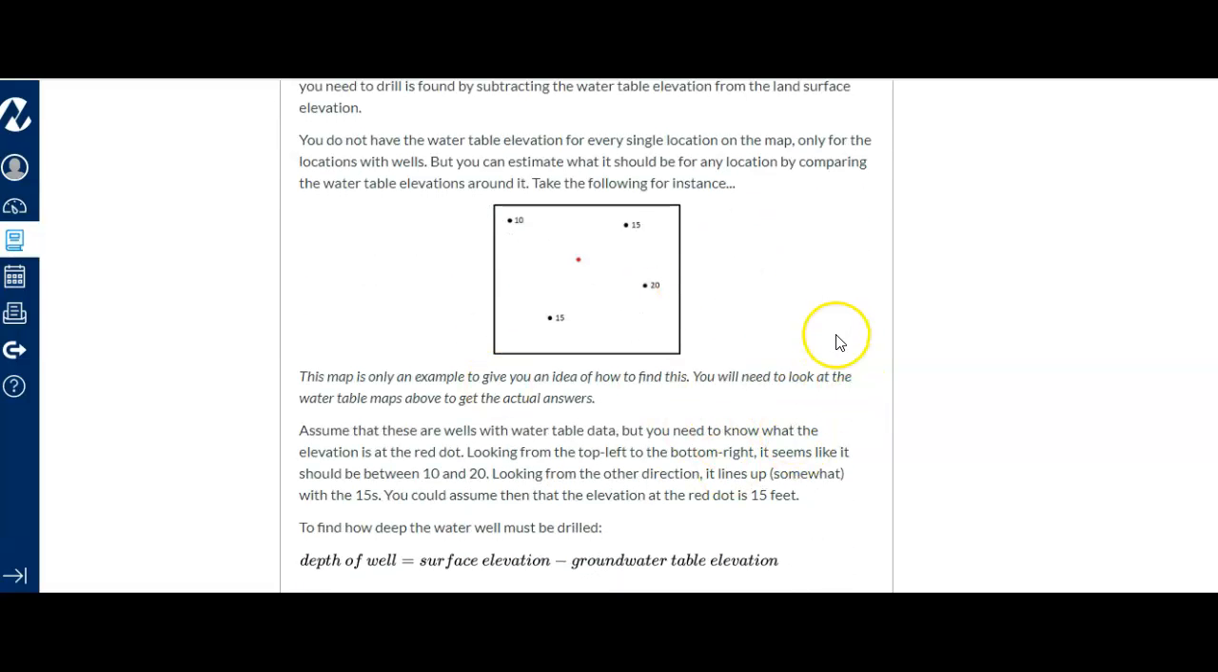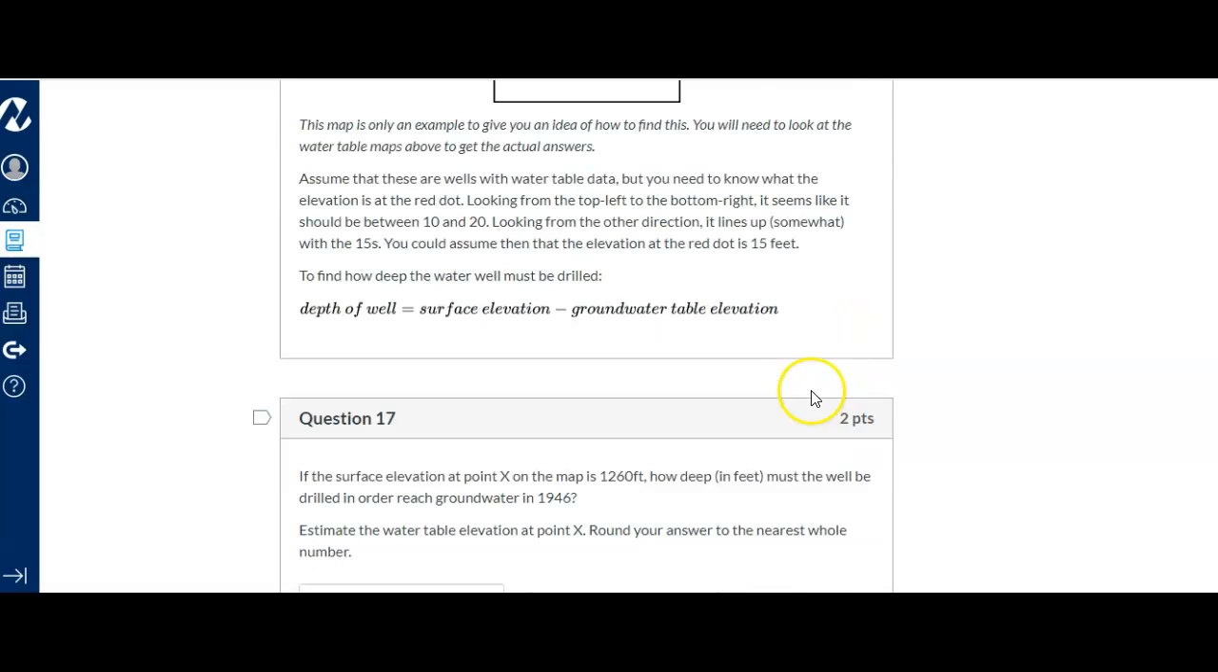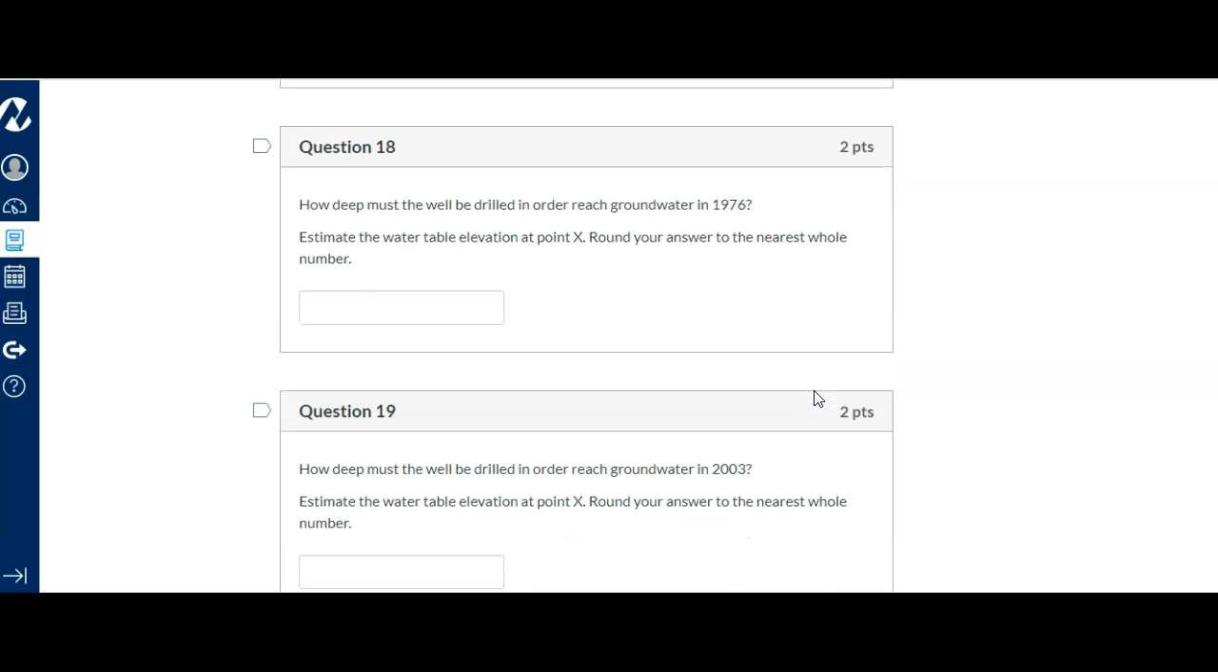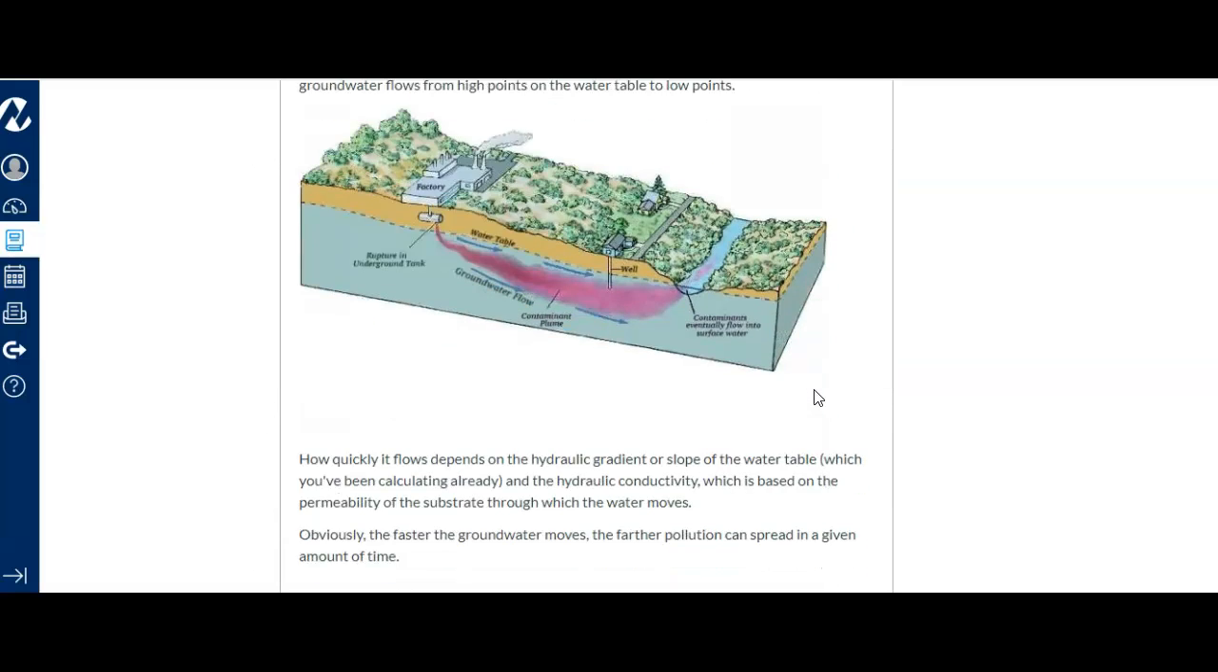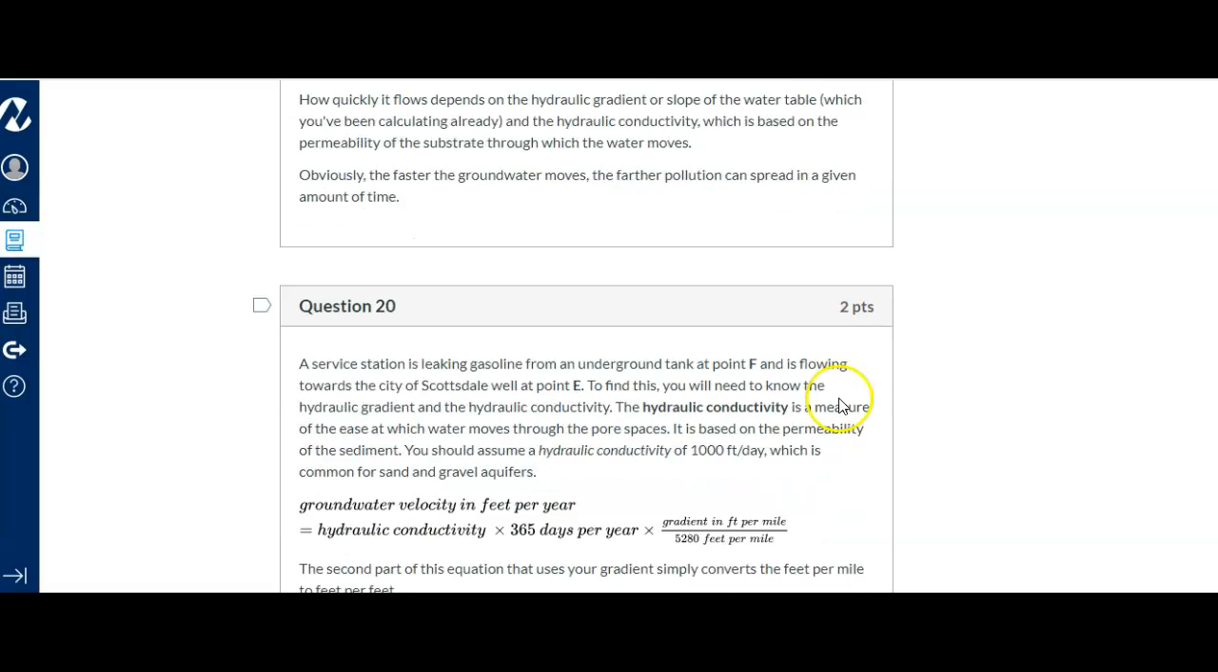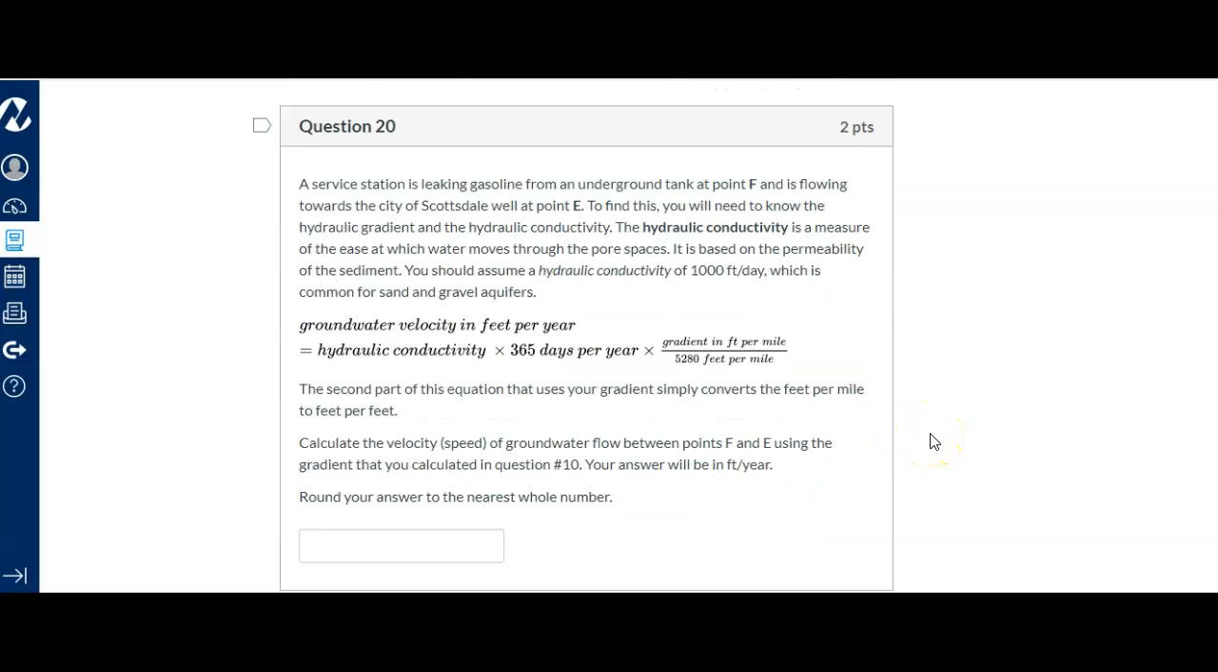Okay, let's see. This part I think is pretty good. It's just how deep do you have to drill to hit the water table, so that shouldn't be too challenging for you, I hope. The last part, once again, we're looking at some calculations. So I don't want you to get overwhelmed by this. You're just kind of putting some values into here and putting them in your calculator to give you an idea of how you could calculate some of these things we're looking for.